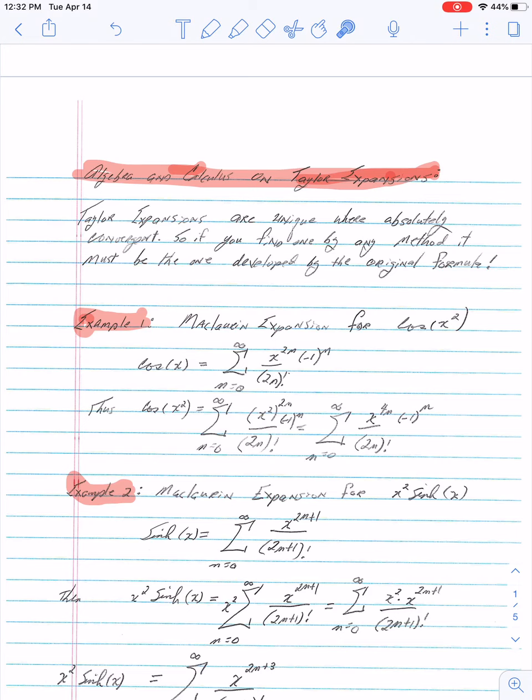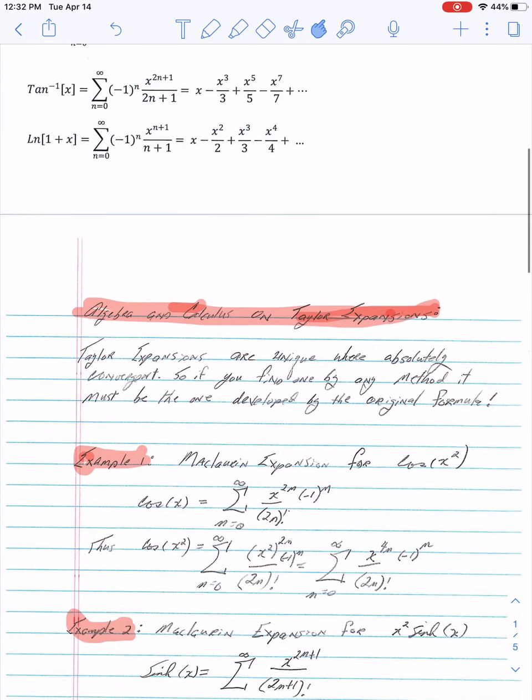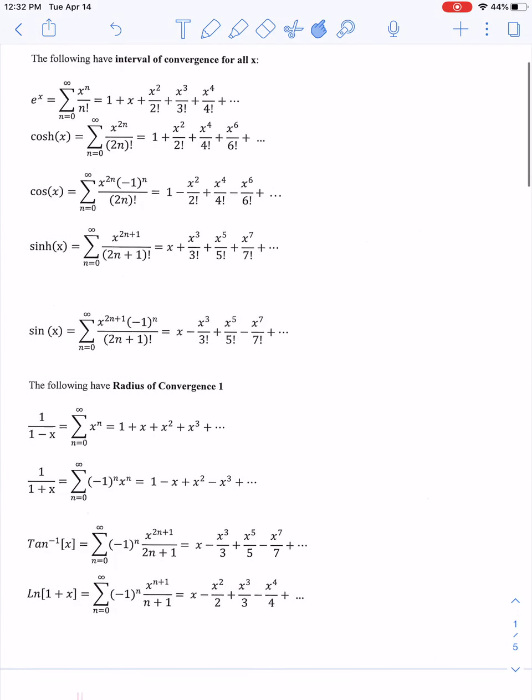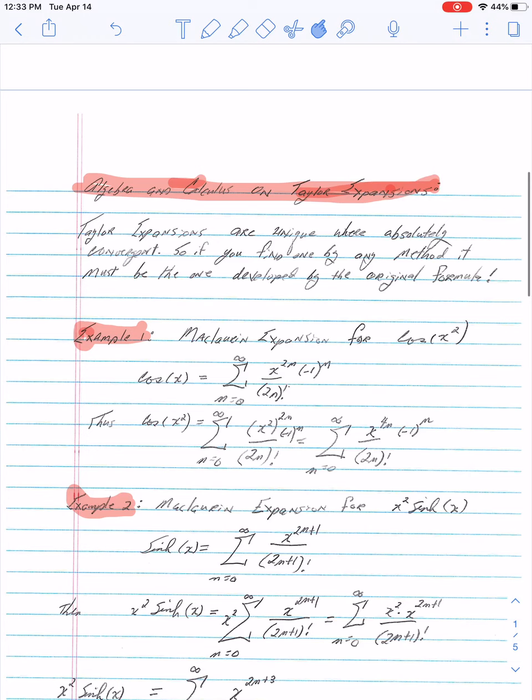Well, I can do it like this. I know what the expansion is for cosine x. And if you go up here and check cosine x, it's this. And now I'm going to go down there, and that's what I put here. So I know what the expansion of cosine x is. How do I get the expansion of cosine x squared? Well, the answer is common sense. It depends on how common your sense is.